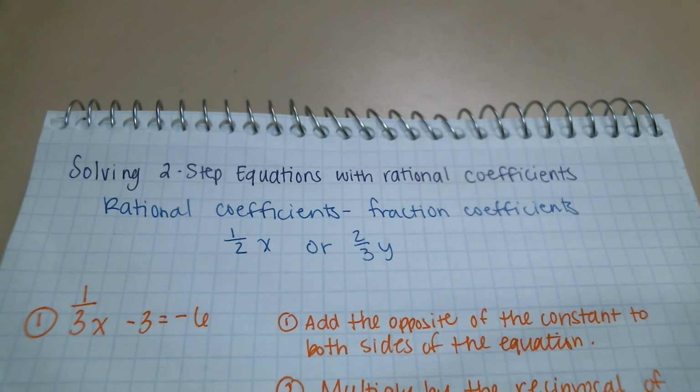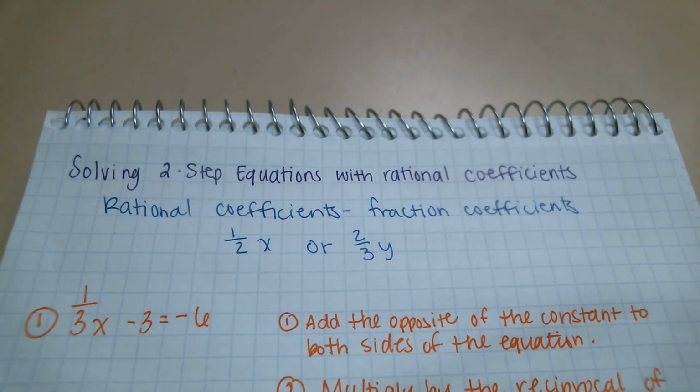Okay, in this video, we're going to solve two-step equations, but this is a little different because these two-step equations have what's called rational coefficients. Rational coefficients are just coefficients that are fractions, like 1/2 x, where 1/2 would be the rational coefficient, or 2/3 y, where 2/3 would be the rational coefficient.